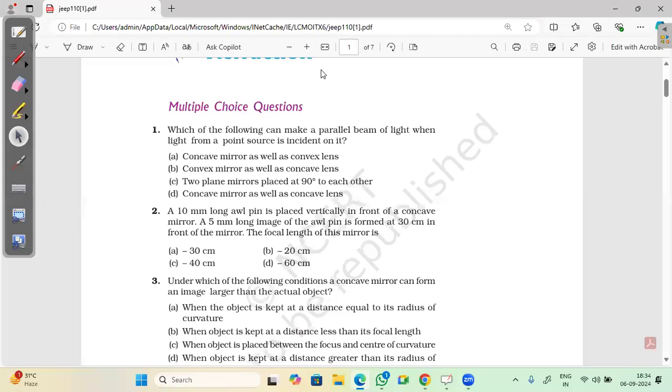Second one: a 10 millimeter long awl-pin is placed vertically in front of a concave mirror. A 5 millimeter long image of the awl-pin is obtained at 30 centimeters in front of the mirror. What is the focal length of the mirror? Find out what will be the focal length.